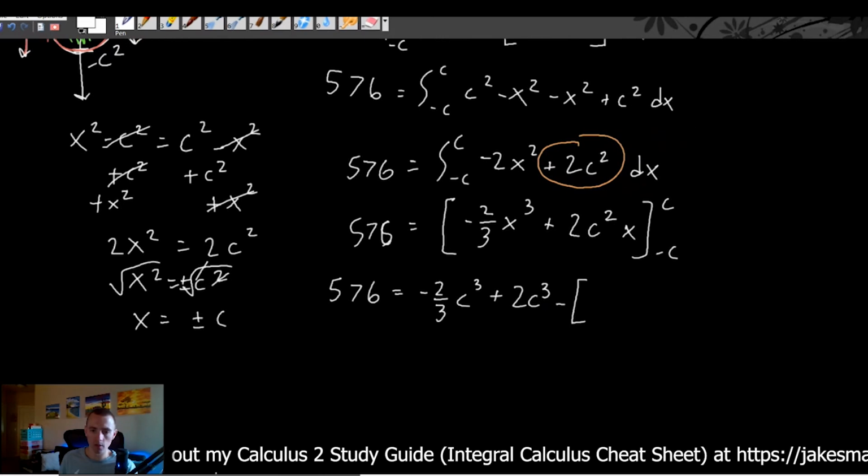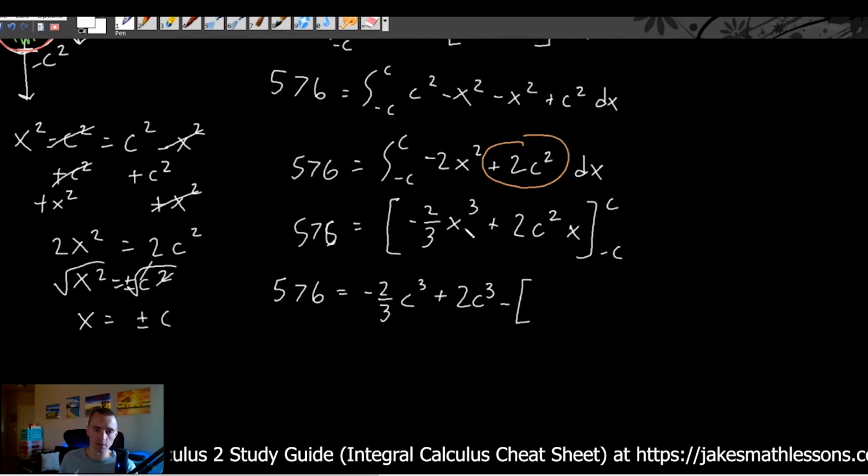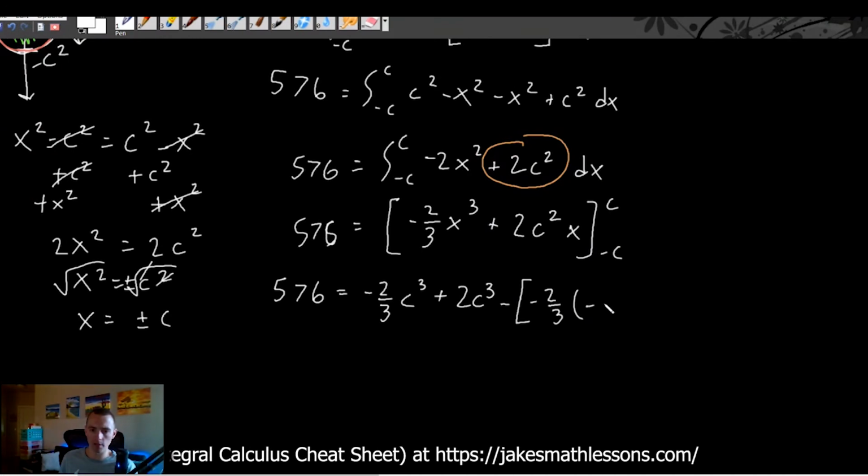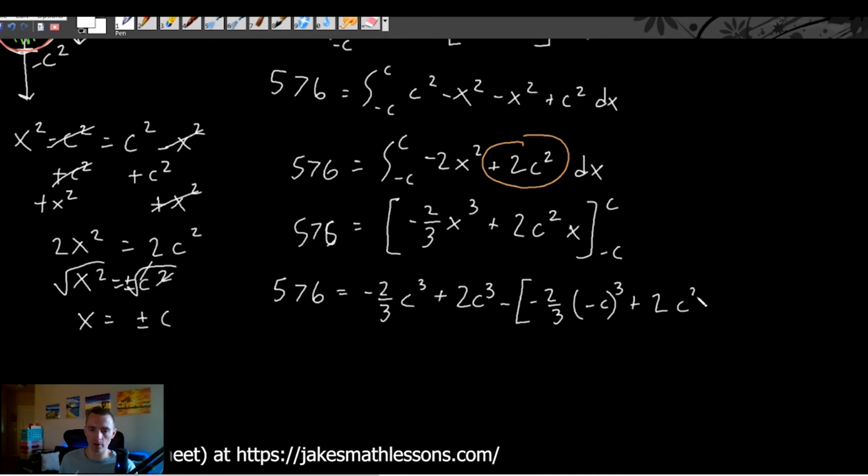plugging in our lower bound. So now we're going to plug in negative c for x. So we're going to get negative 2/3 times negative c cubed plus 2c squared times negative c.